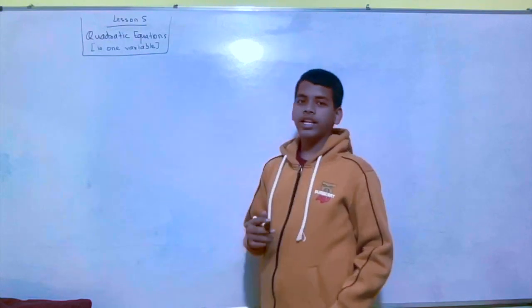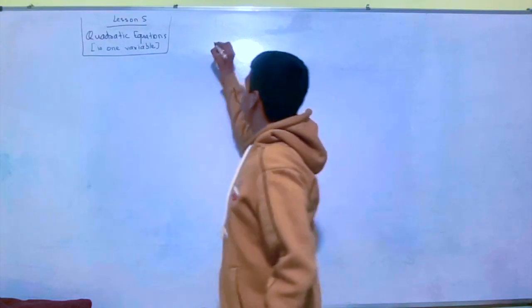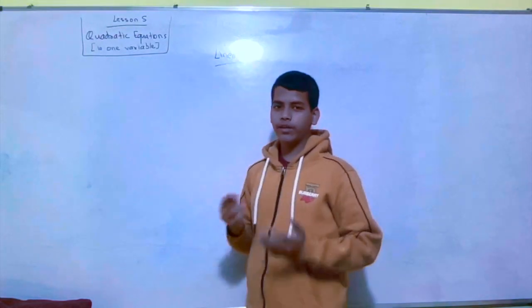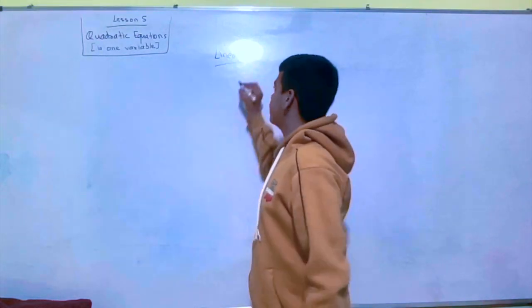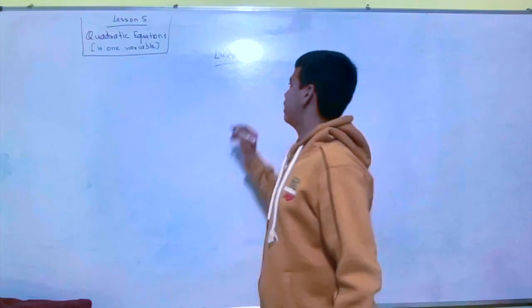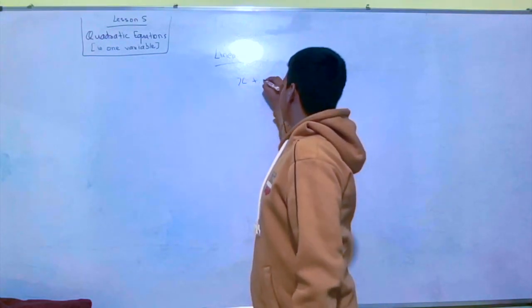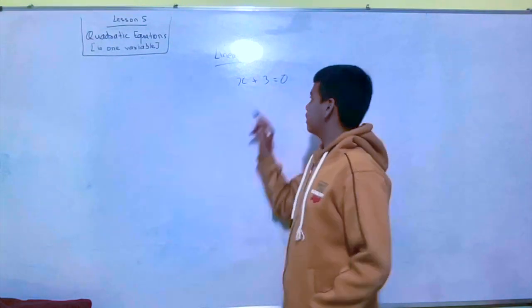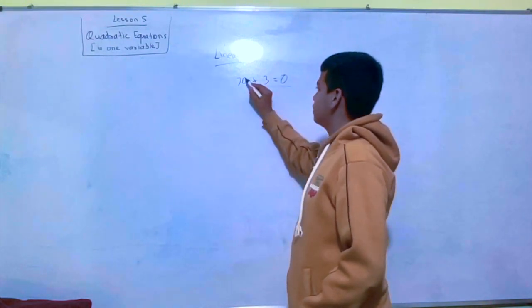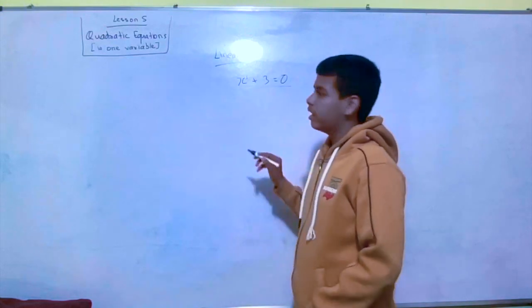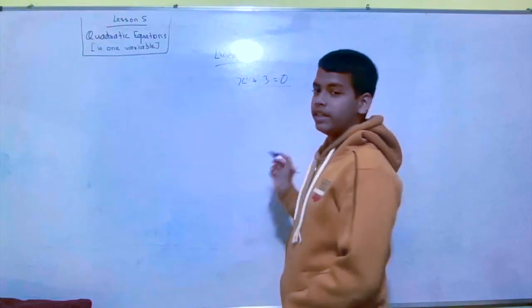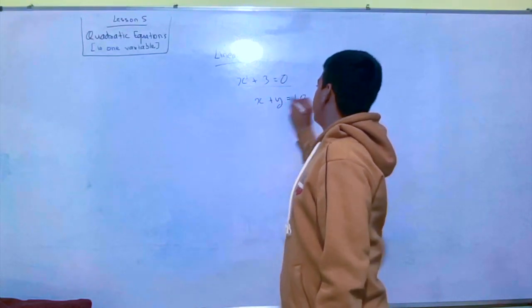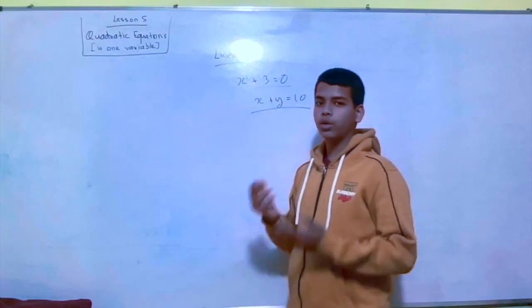So what is a quadratic equation? Like we all know what linear equations are. Linear equations are equations in which the highest power of any variable is 1. Let's say x plus 3 is equal to 0. This is a linear equation because the highest power of variable x is 1. And a linear equation in two variables is, for example, x plus y is equal to 10.